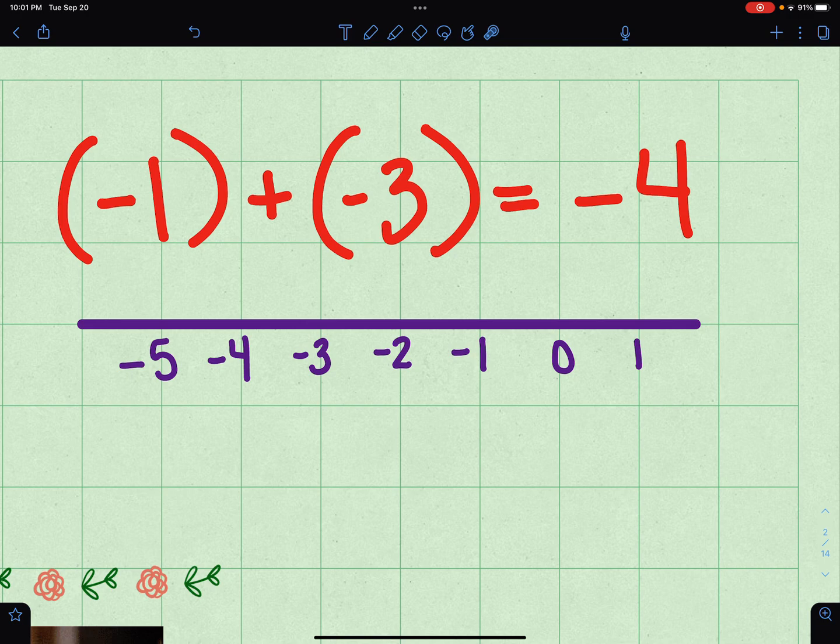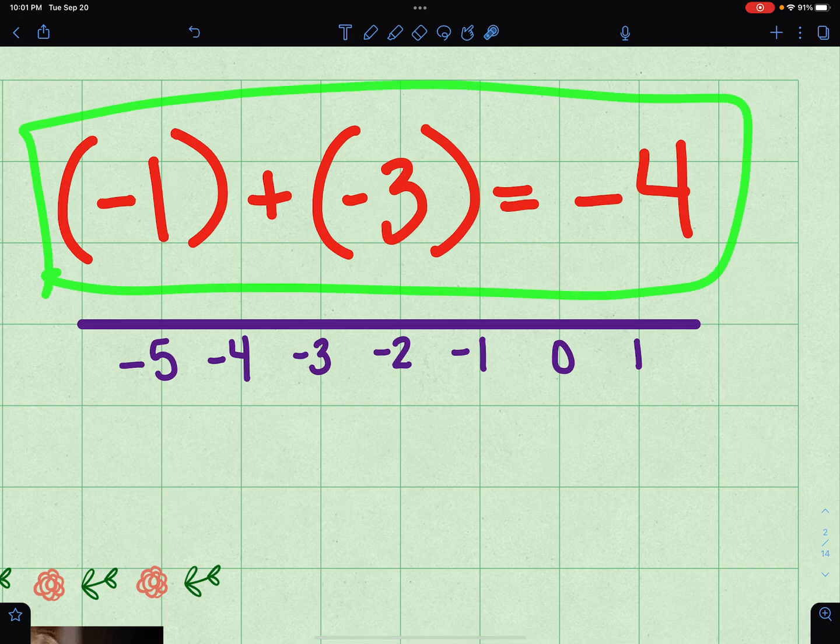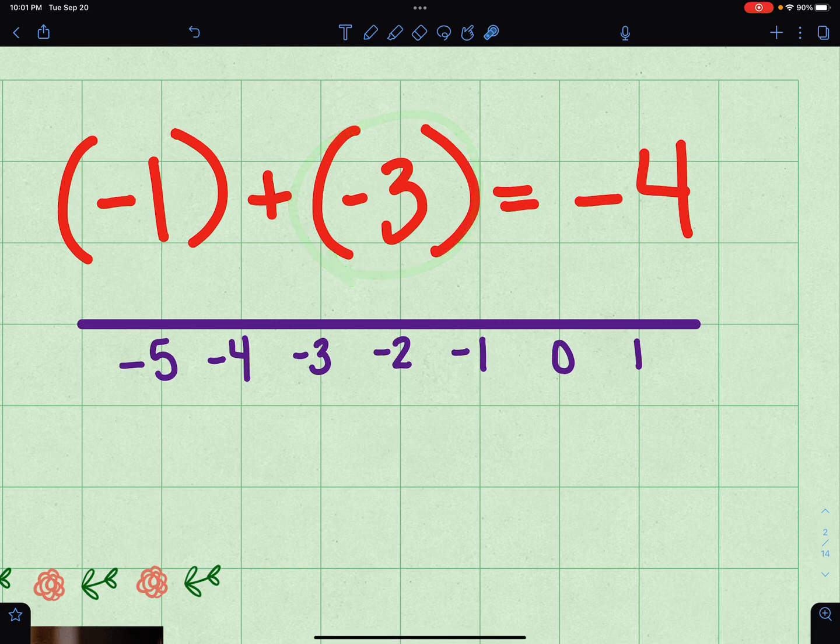Okay. This equation, the way it looks right here with a -1, and then we're adding another negative number, takes you to -4. Okay, so with these examples, we can figure out the first rule.